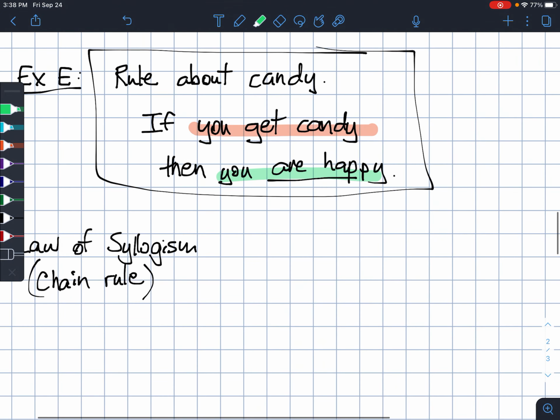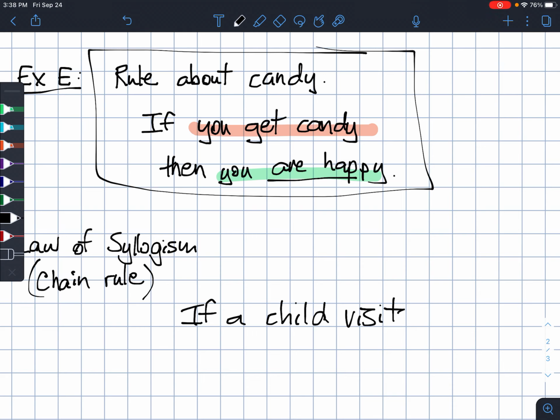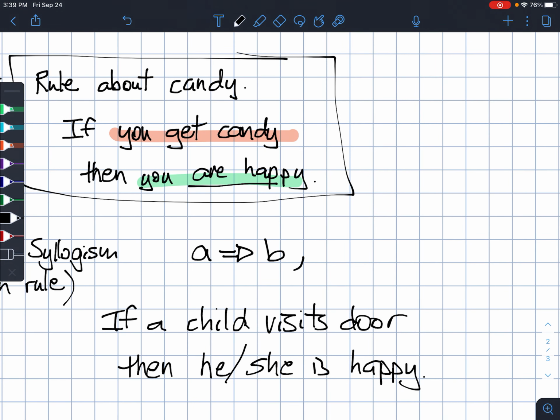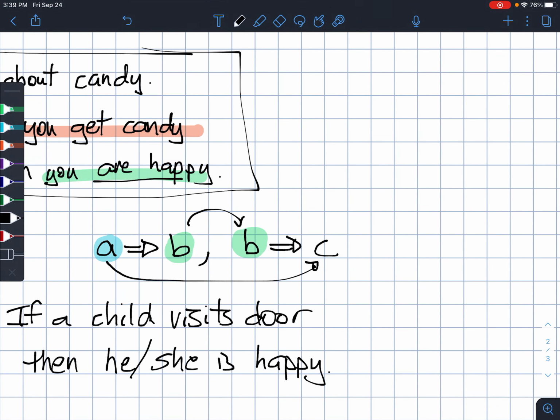So the law of syllogism would say, an example for this case would be, if a child visits your door, then he or she is happy. So the rule of syllogism basically says if you have two conditions, A then B, you know that this is your hypothesis, this is your conclusion. Then if you start with the last conclusion as a hypothesis, and I tack on another condition C, then I can skip and go straight from here to here. So the rule of syllogism says then A will give us C.